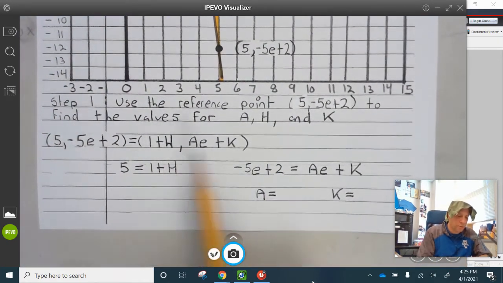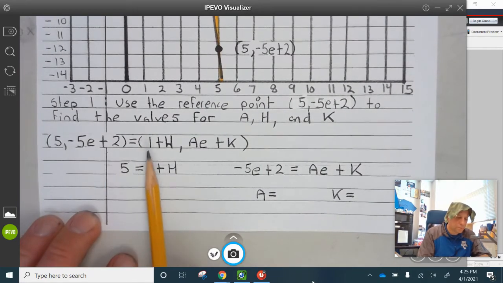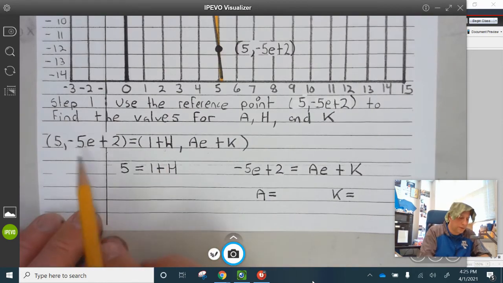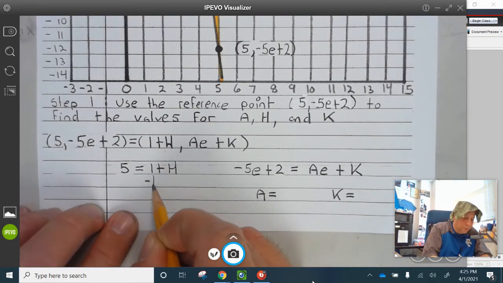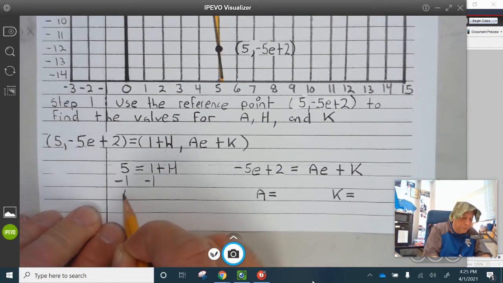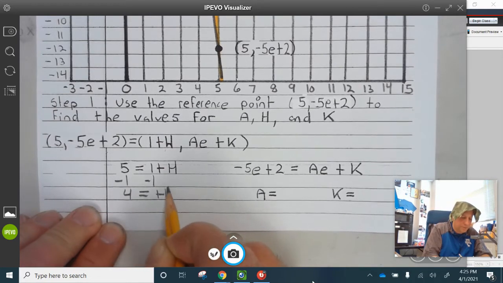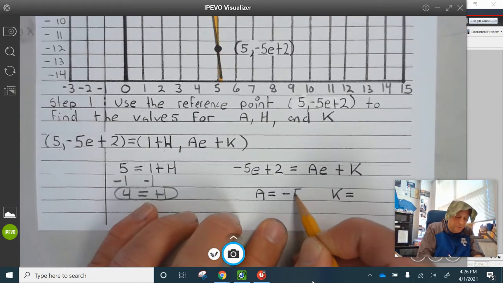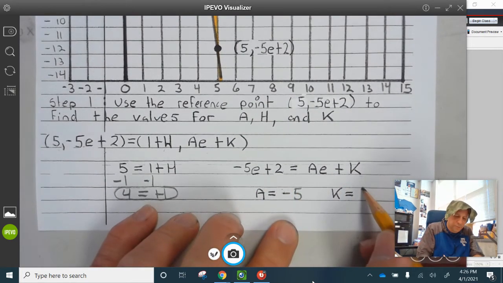Okay, so we know that this point is equal to 1 plus h, comma, ae plus k. So we set 1 plus h equal to 5 and solve. We subtract 1 from both sides, so 5 minus 1 is 4 equals h. Now we know that a value is here, so a equals -5, and k equals 2.